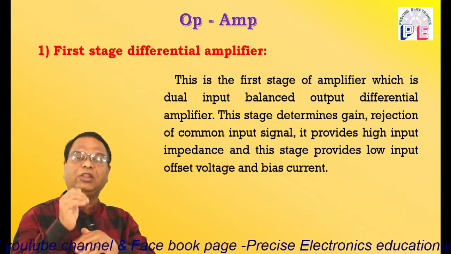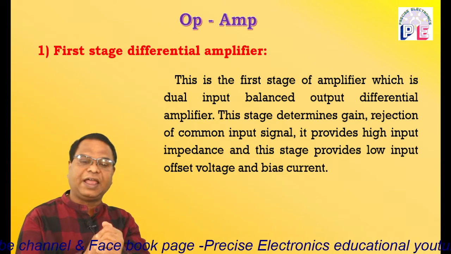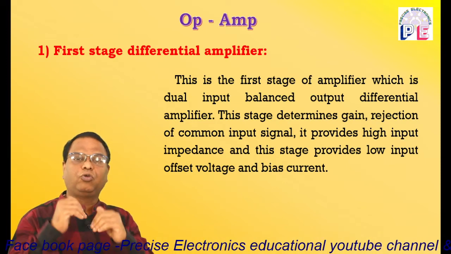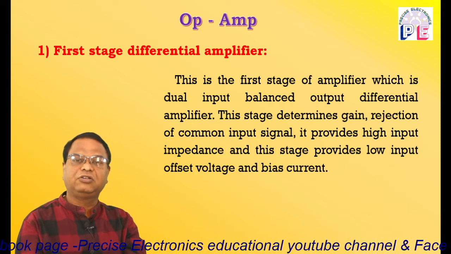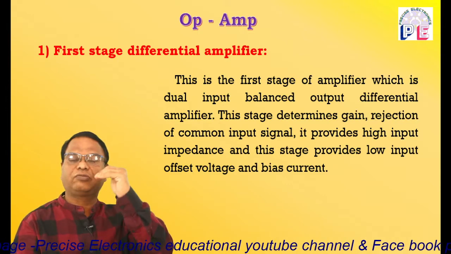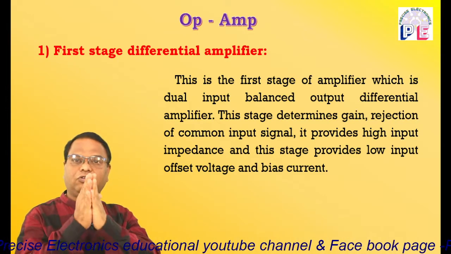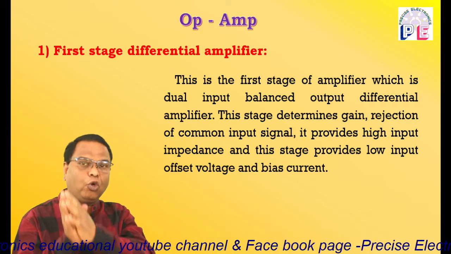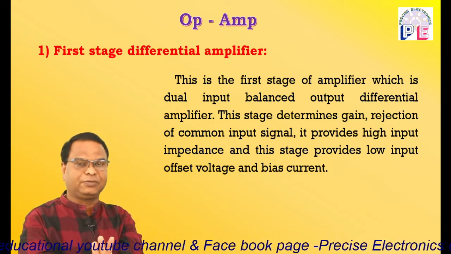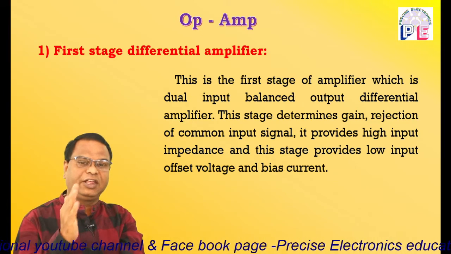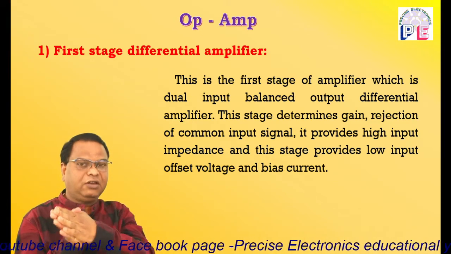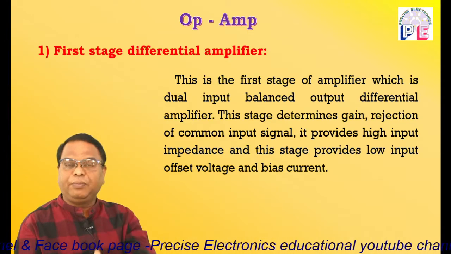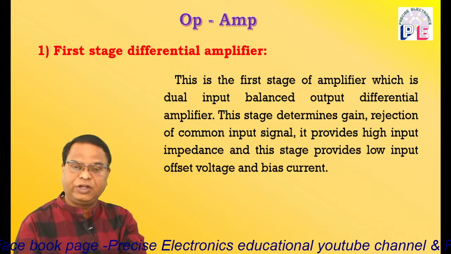This stage also provides low input offset voltage and bias current. What is the input offset voltage and what is bias current? Friends, we will study all this in the next lectures. So this first stage amplifier provides low input offset voltage and bias current. First, it determines the gain, it determines the rejection of common input signal, it determines the input impedance, and it gives a low input offset voltage and bias current.